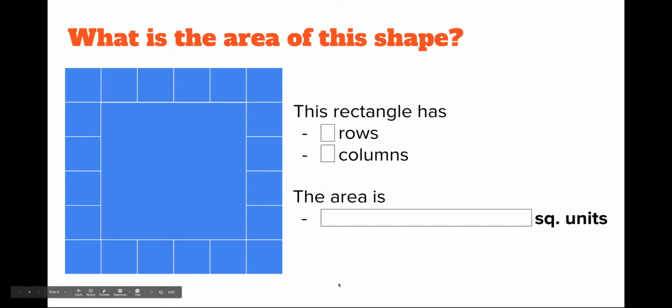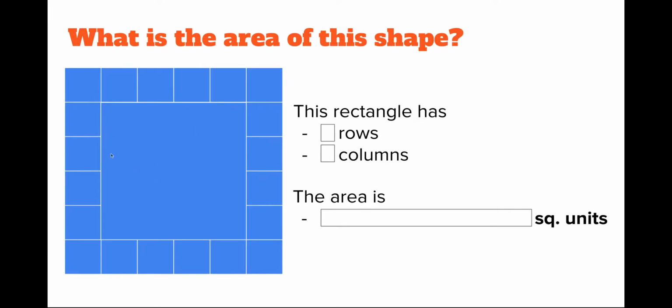Look at this shape. What do you notice? I have screened out some of the tiles. We need to figure out the area of the entire shape, but some of the tiles are hidden. So I have to be thinking about what I know about rows and columns.